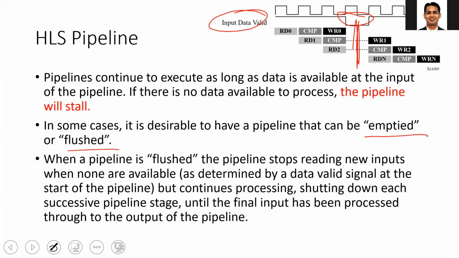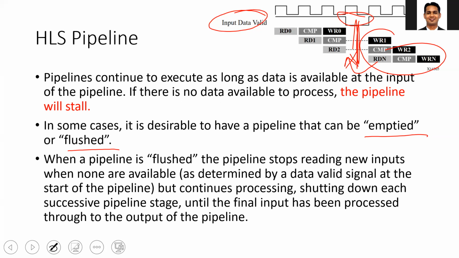So when you enable the flush operation in the pipeline pragma, the pipeline stops reading new inputs when none is available. So you don't have new inputs, so there is no point in reading as the valid signal is low, but you continue the processing. You don't stop here, you continue all the processing immediately, shutting down each pipeline stage.